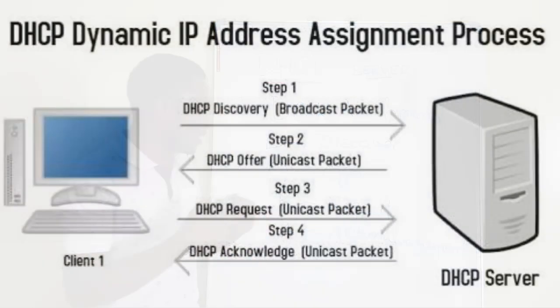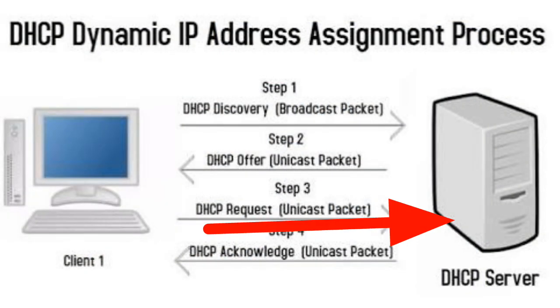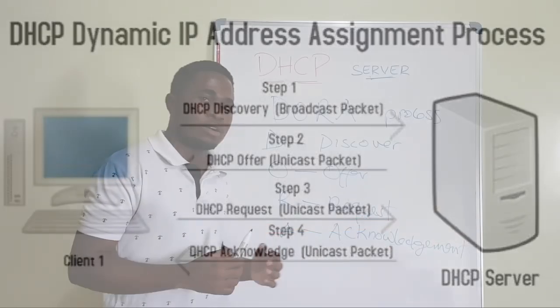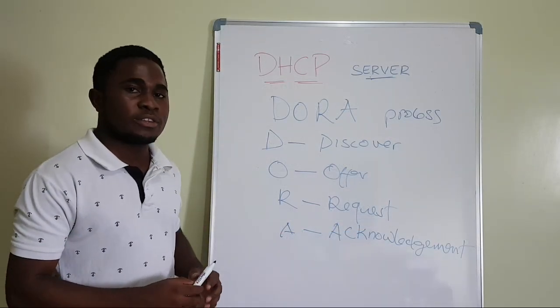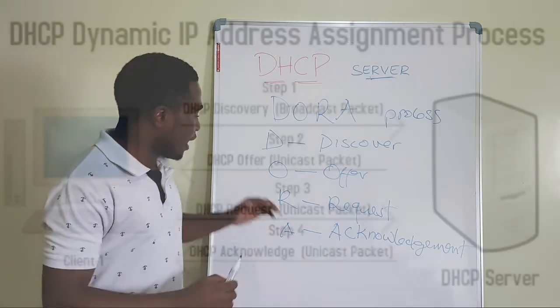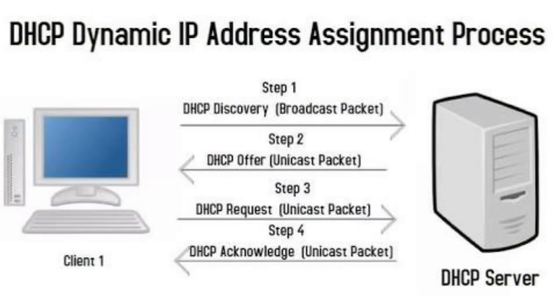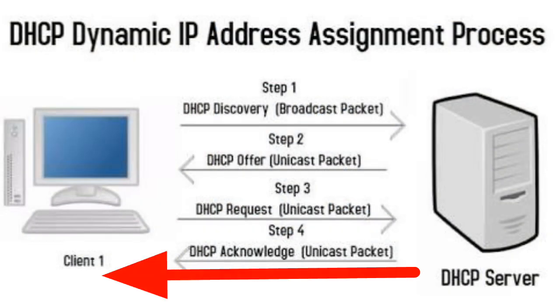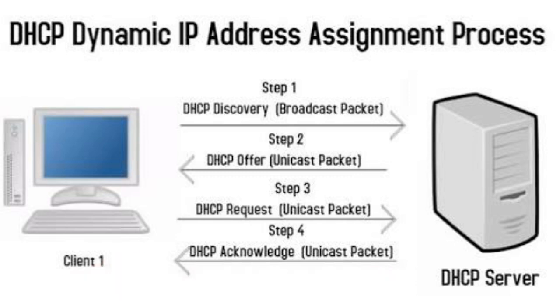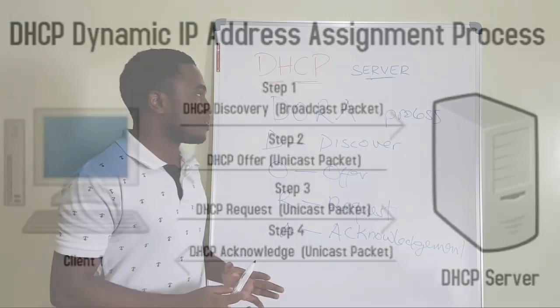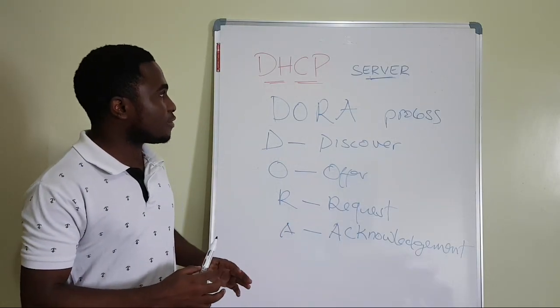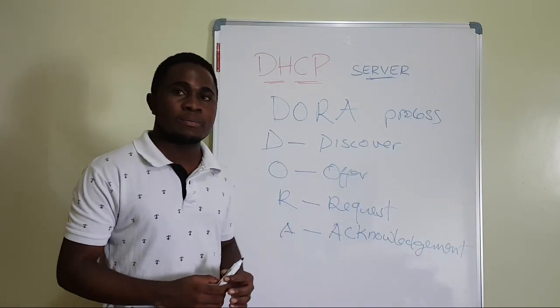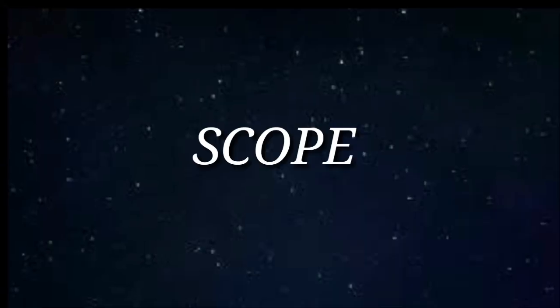And the client has to send a request saying, okay, I choose this IP address among the IP addresses that it was given. And now, at last, the DHCP server sends an acknowledgement saying yes or no according to this IP address. So that's how the DHCP server gives the IP address to the client.